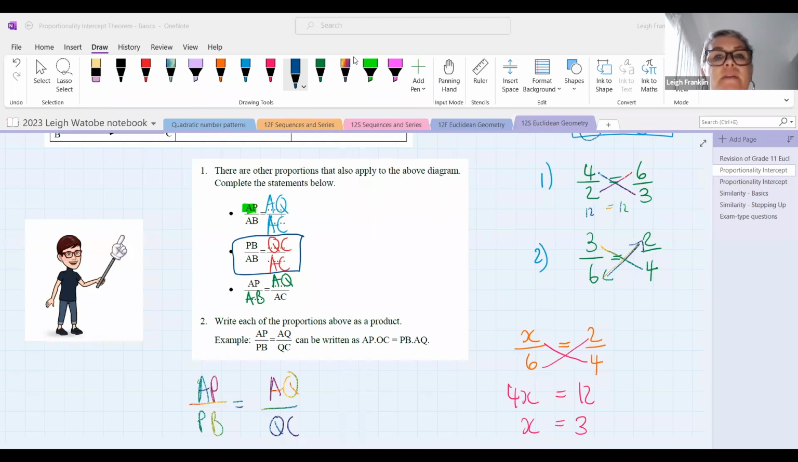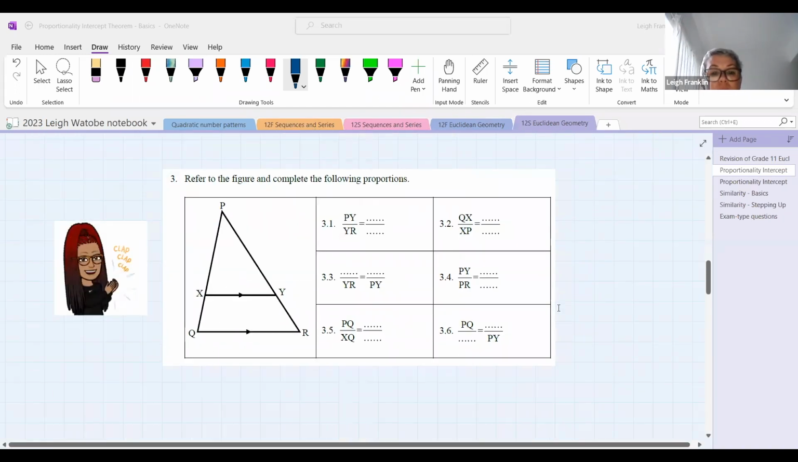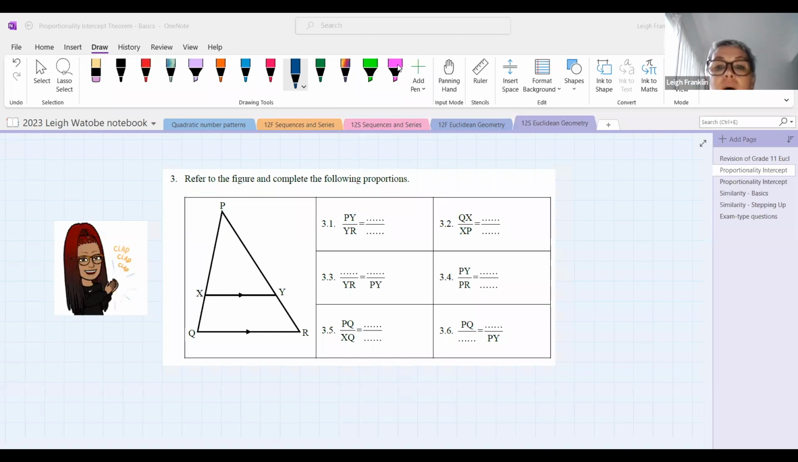So how would we write that as a product? That's it. So PB times AC equals AB times QC. Okay, so Yanela, Ola, Chloe, there we go, guys. Excellent. So you've written it as a product. Good stuff. Well done, everybody. Okay, let's move on. This was just going to give you a little bit more practice with writing the proportions, but I think you guys are doing okay with this. If we're not, we can always come back to this.